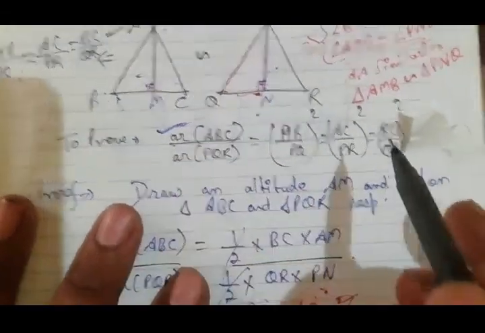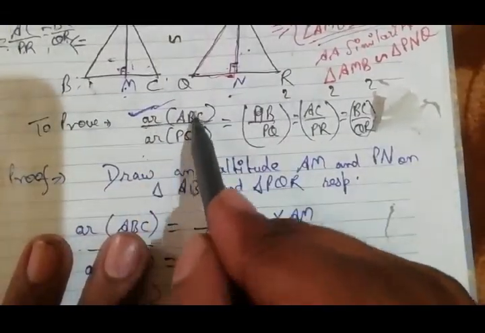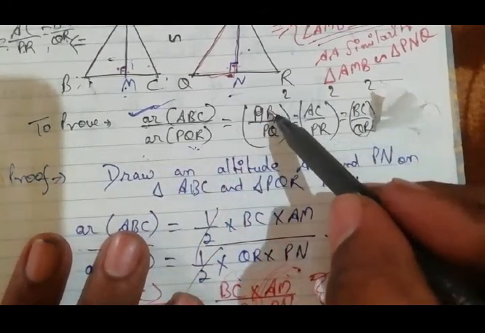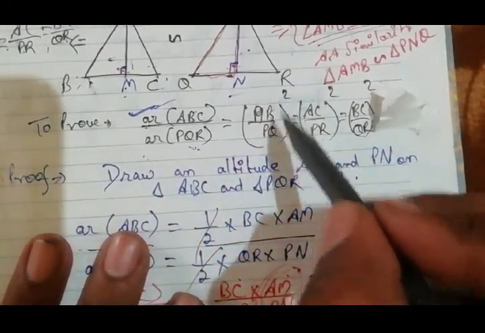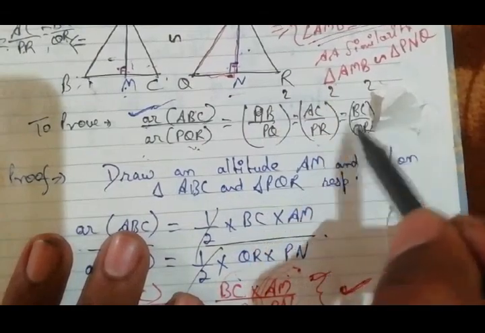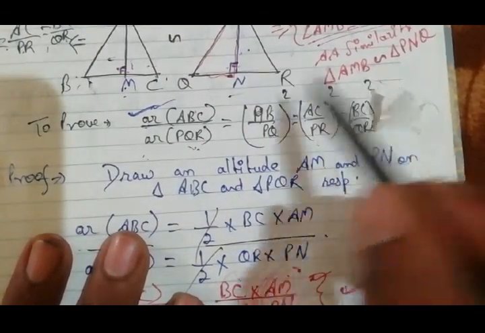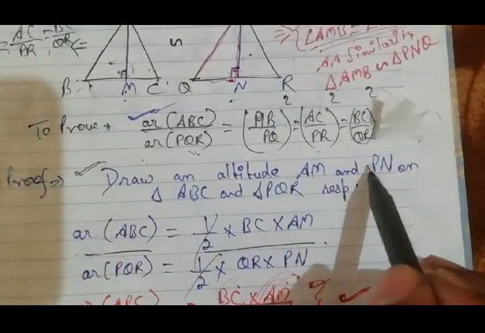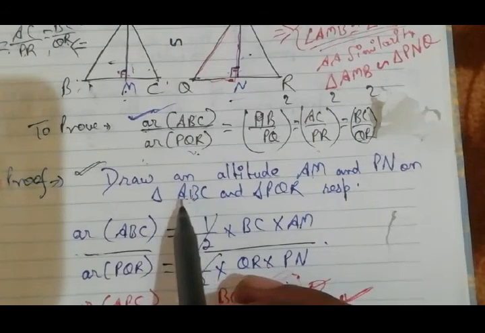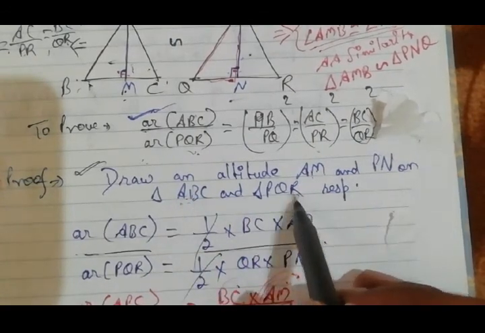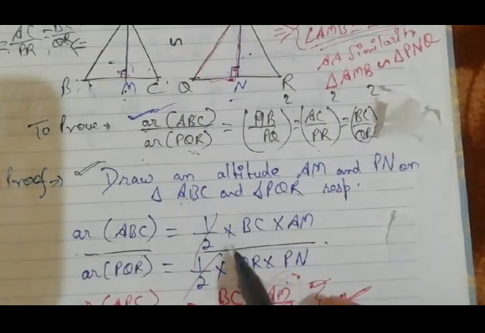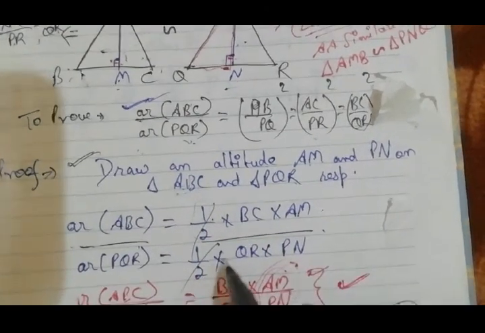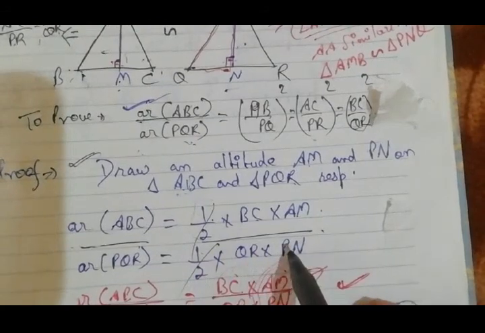Now what we have to prove here is that area of triangle ABC upon area of triangle PQR is equal to AB upon PQ whole square, or AC upon PR whole square, or BC upon QR whole square. For that we just draw altitudes AM and PN on triangles ABC and PQR. For the area we have the formula, 1/2 into base into altitude. Here also we have applied the same, 1/2 into base into altitude.